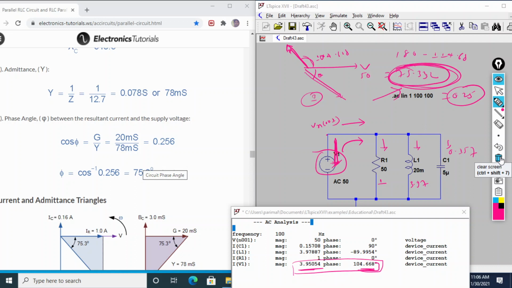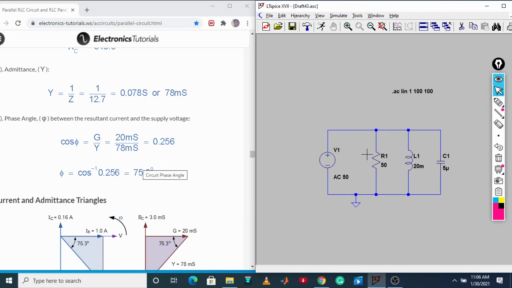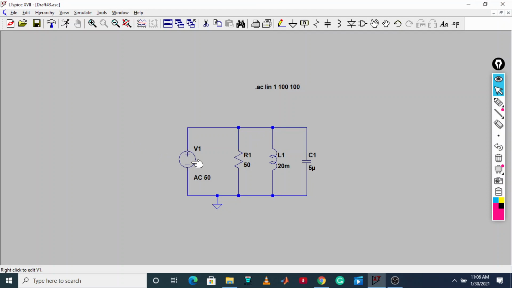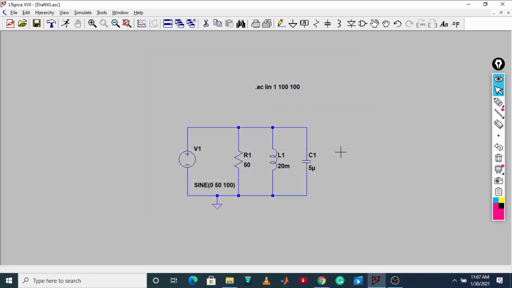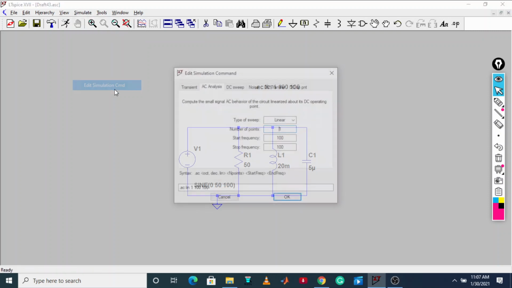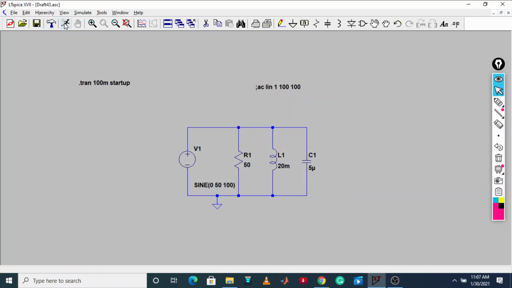Now let us simulate by providing the actual AC voltage. Now just don't put AC amplitude 50 Hz. We are going to give a sinusoidal of 50 volt, and what was that frequency? It was 100 Hz. Now put OK. Now go to simulate. It is simulated. Now we are going for transient analysis. Go with 100 milliseconds and start external DC voltage at 0. Put OK and then run it.